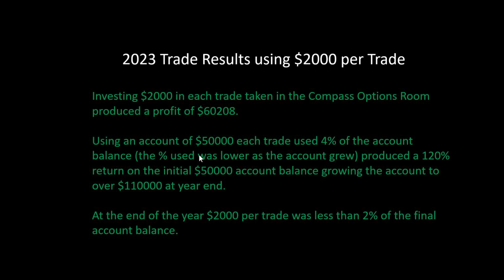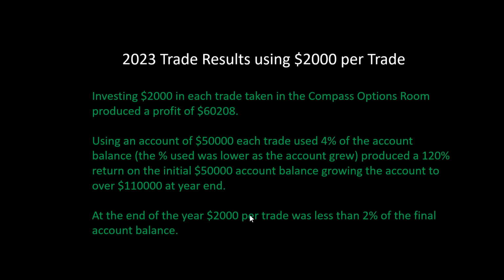Again, I've been doing this since 2022. I didn't actually go back and do 2022. I had a good year in 2022, but I just have 2023 and 2024. If you invested $2,000 in each trade taken in the SPY Super System room, then it produced a little over 60,000 in profits. When I say if you had a $50,000 account, this is just arbitrary. You'd be using 4% of your account for each trade. The balance would have ended up around 110,000 at the end of the year.